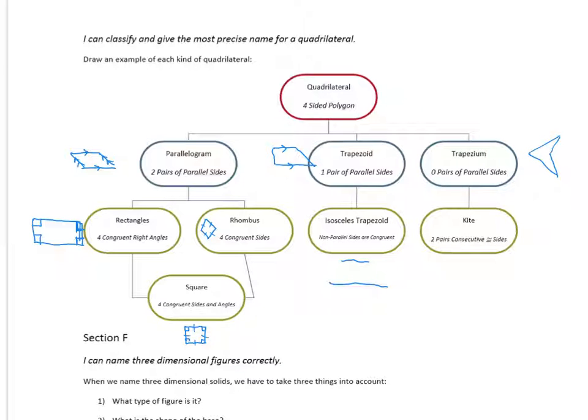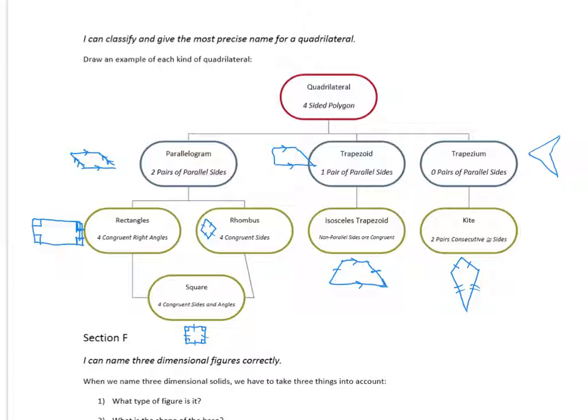It looks vaguely like this, where we've got our, I'm so sorry guys, these are awful. 1 pair of parallel sides here, and then the other pair, the non-parallel sides, happen to be congruent. So these guys would be congruent. And then under trapezium, we have 1 special kind of trapezium, and that's a kite. And kites are cool because you get 2 pairs of consecutive congruent sides. So consecutive means in a row. So if I have 2 pairs of consecutive congruent sides, those 2 sides would be congruent. They're next to each other. They're consecutive. And these 2 sides would be congruent.